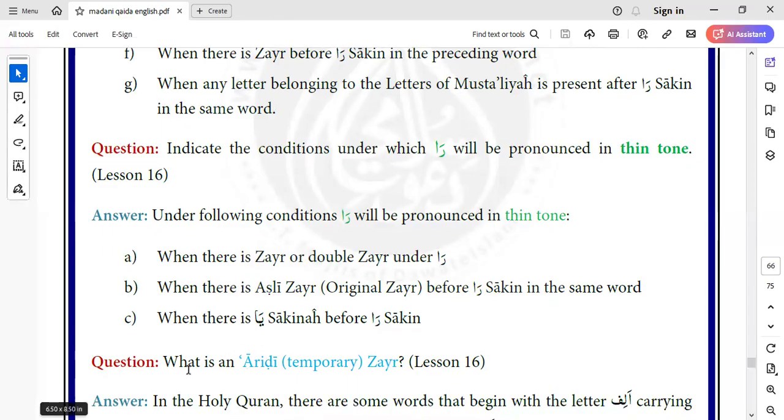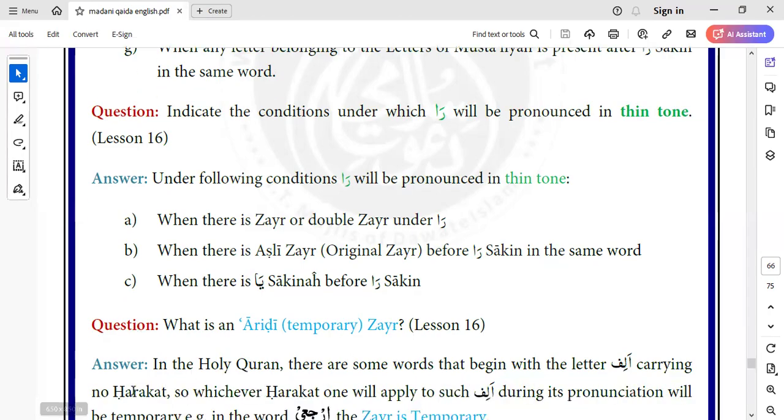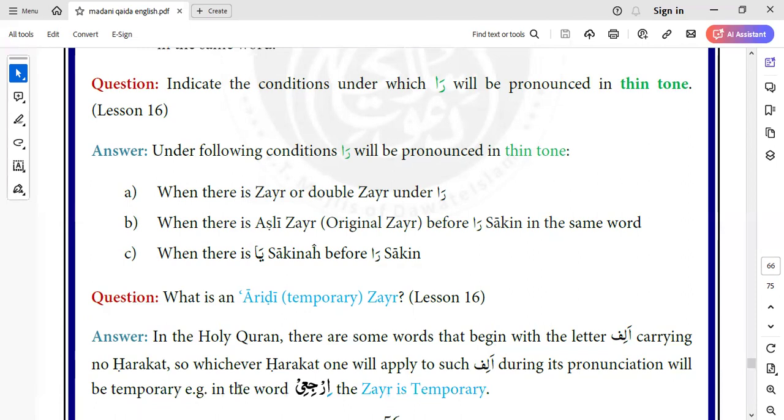Question. What is an aradi, temporary zir? Answer. In the Holy Quran, there are some words that begin with the letter alif carrying no harakat. So whichever harakat one applies to such an alif during its pronunciation will be temporary. For example, in the word irji'i, the zir is temporary.